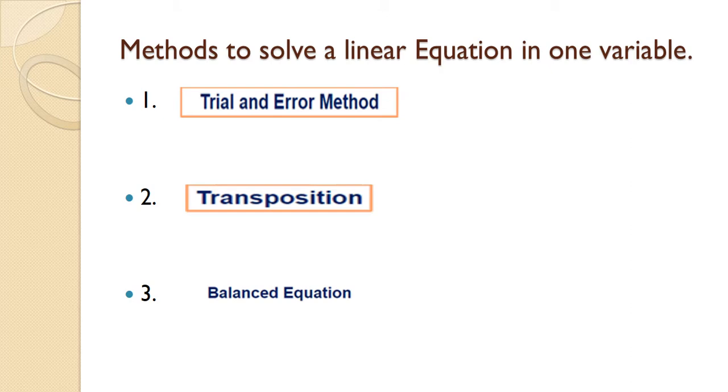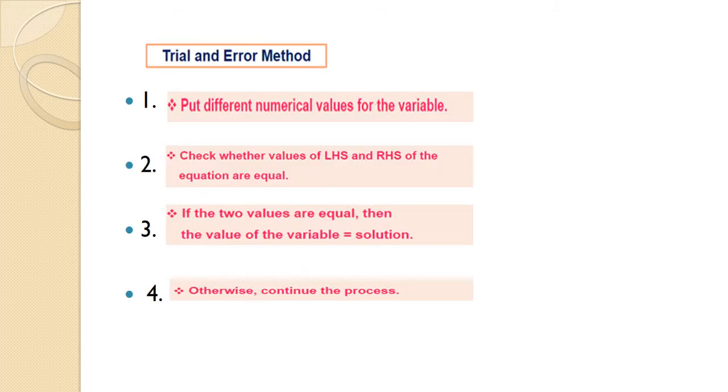See, there are three methods of solving linear equation in one variable. They are trial and error method, transposition method, and balancing equation method or balanced equation method. Now let us start with our first method, that is trial and error method. See here what we have to do.